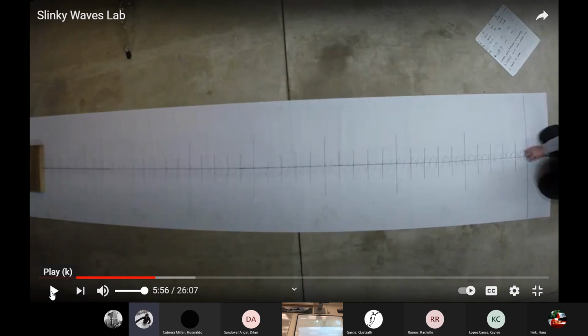Large amplitude wave number 2. Again, 3, 2, 1, go. Now. When I say now is when it gets back to my hand. That's when you stop your stopwatch. Last one. 3, 2, 1, go. Now. Oh, I stopped that one way too soon.